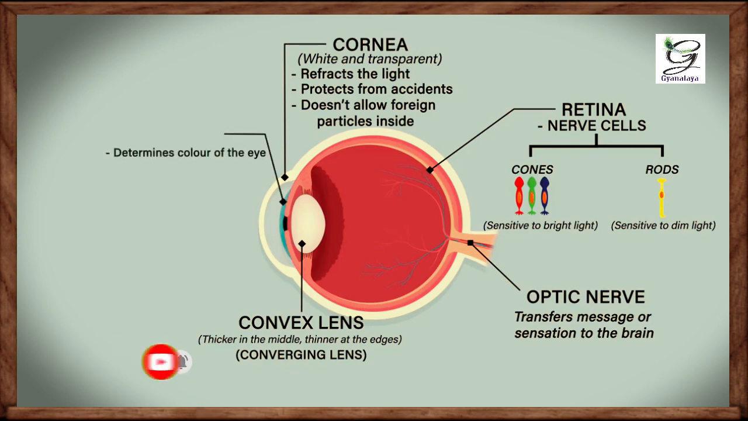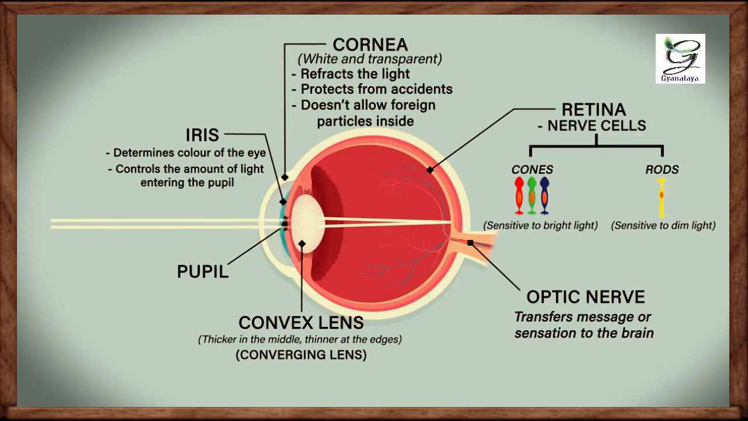Behind the cornea, the colorful part of the eye, called the iris, is present. It has a small opening at the center called pupil. Iris controls the light entering through the pupil by contracting and expanding. Behind the pupil, there is a converging lens which focuses the light on retina. Retina consists of two types of nerve cells, namely cones and rods. They transfer the message through the optic nerve.